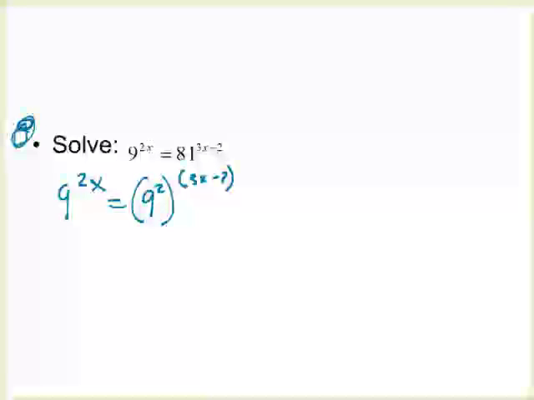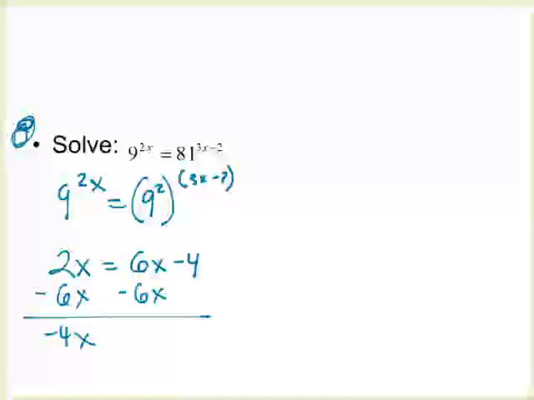Then our bases are now the same, so we can ignore them and set equal the exponents, distributing that 2, making 6x minus 4. We can then subtract 6x from both sides, giving negative 4x is negative 4, and x is 1.